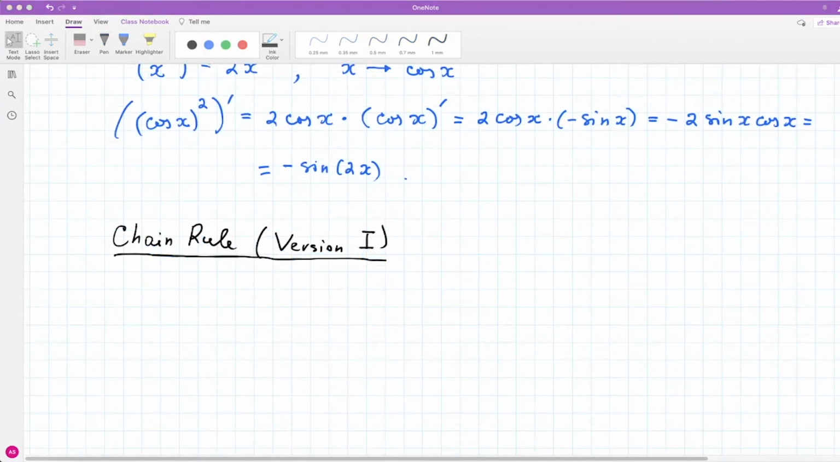Now I would like to explain the general formulas for the chain rule that you may see in your textbook. Let's start with the first version of it that is very close to what I was explaining to you earlier. Remember that the chain rule tells us how to make a substitution in a formula for a derivative of a function. So suppose we start with the function f of x.